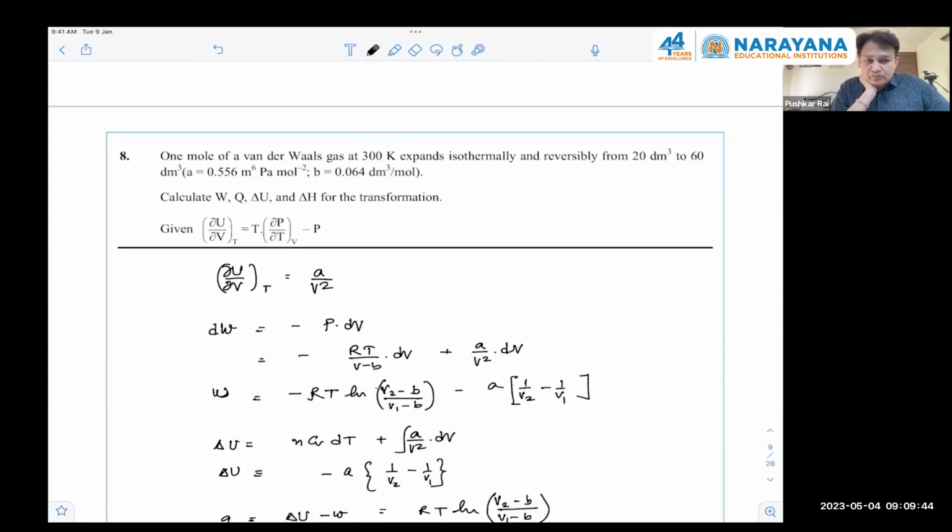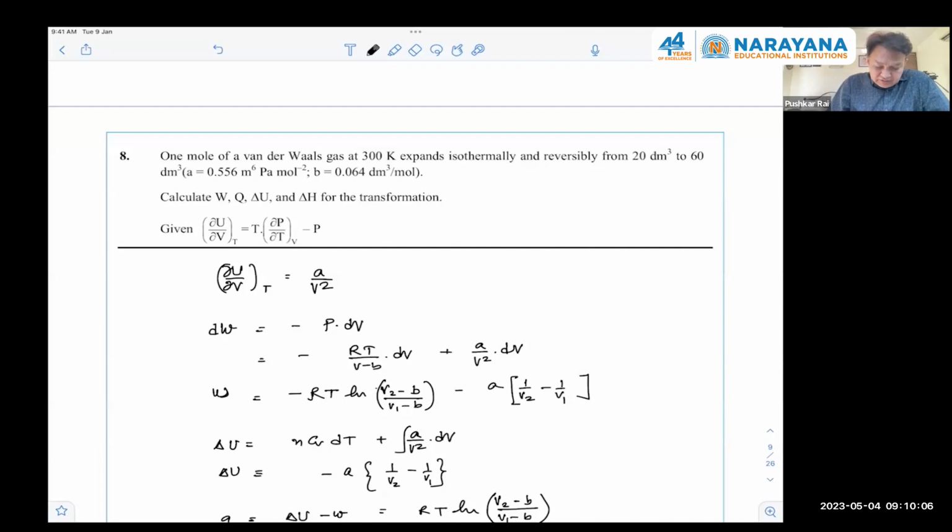Should I show you? del U by del V at constant T is equal to A by V square. Confirm, is it all right? So dW is equal to minus PdV. So minus PdV is equal to RT upon V minus B into dV plus A by V square into dV.